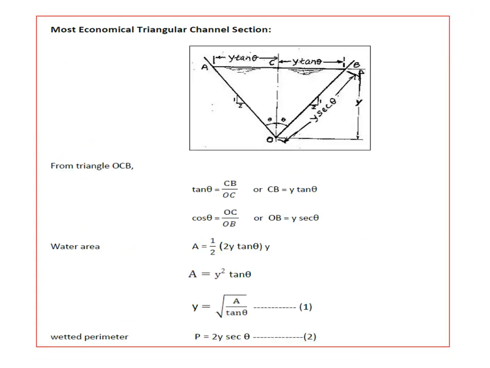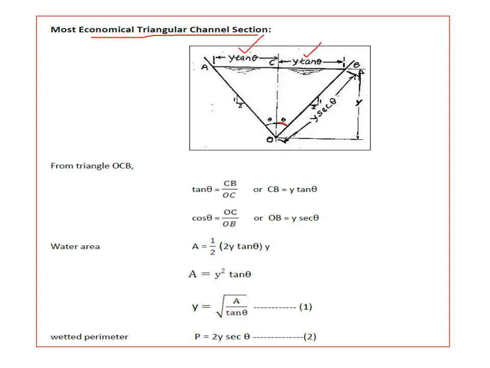Now coming to the most economical triangular channel sections. So let this be the triangular section of depth y and slope is 1 in z. So here let 2 theta be the apex angle. So that means this will be theta and this will be theta. Now we have tan theta, which is CB by OC. So what is CB now? It is y tan theta. So therefore this also should be y tan theta.